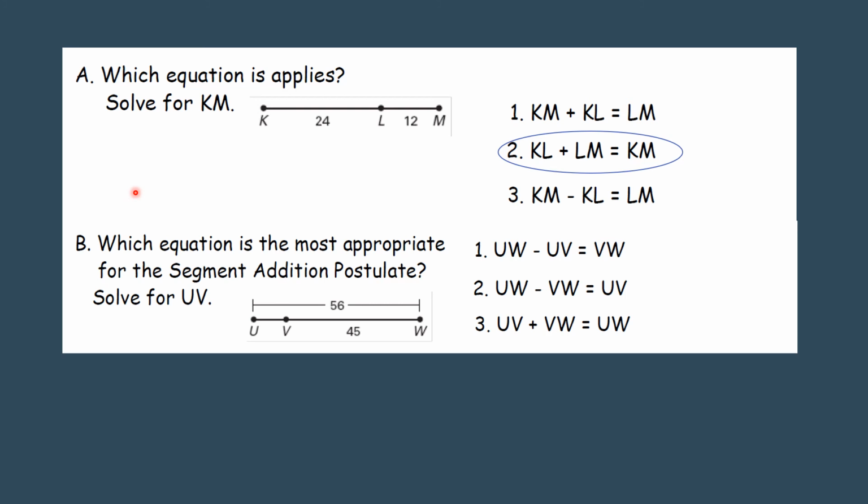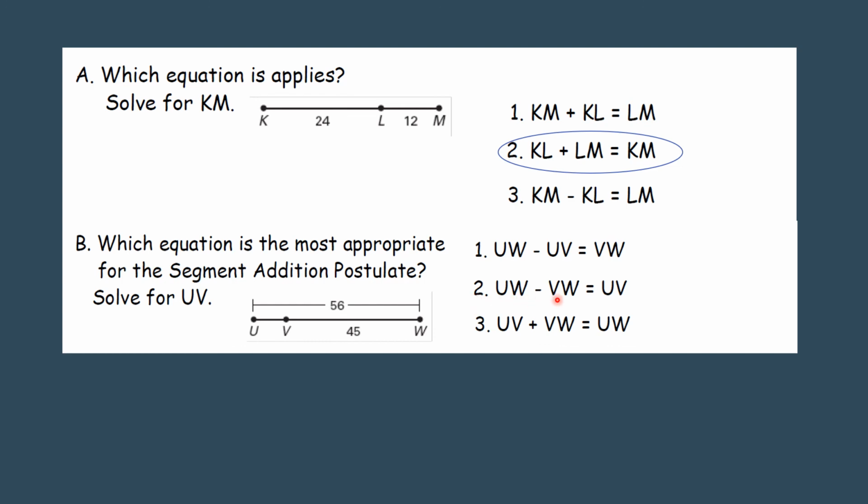Which equation is the most appropriate for the segment addition postulate? Solve for the length of UV. Go ahead and look at the 3 options. Okay, so number 2 looks like a good option.